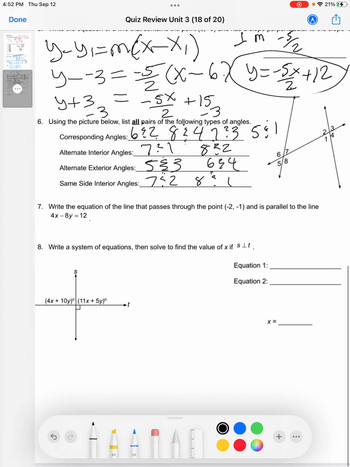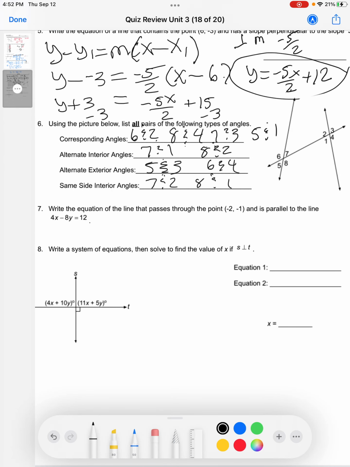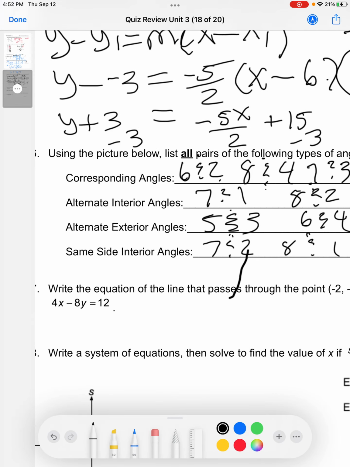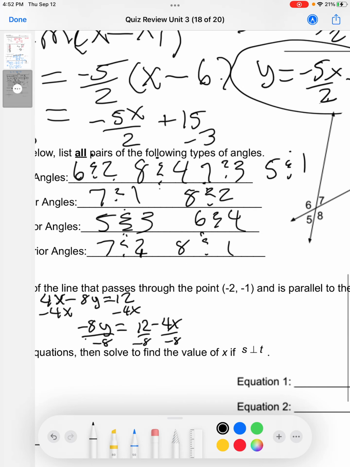All right, so the next, number 7, it says write the equation of the line that passes through the point (-2, -1) that is parallel to the line 4x minus 8y equals 12. Before I can do that, I need to do some algebra to make y by itself. So 4x minus 8y equals 12. I'm going to subtract 4x from both sides. So -8y equals 12 minus 4x. Divide both sides by -8. So y equals -12 over 8 plus 4 over 8x.